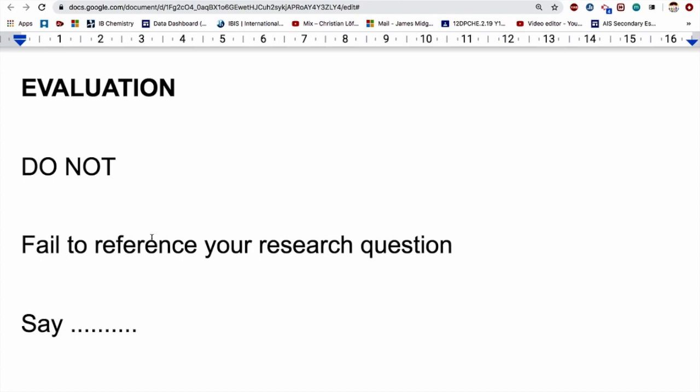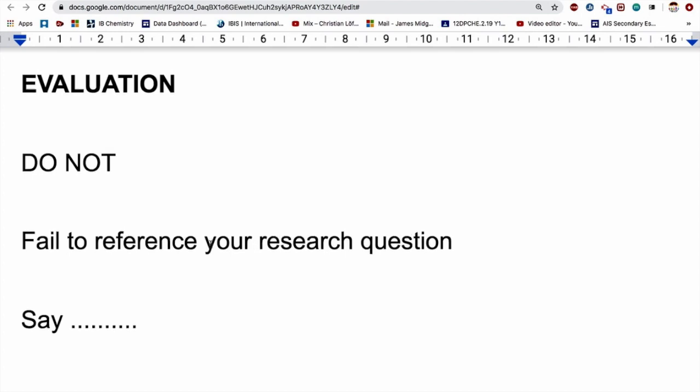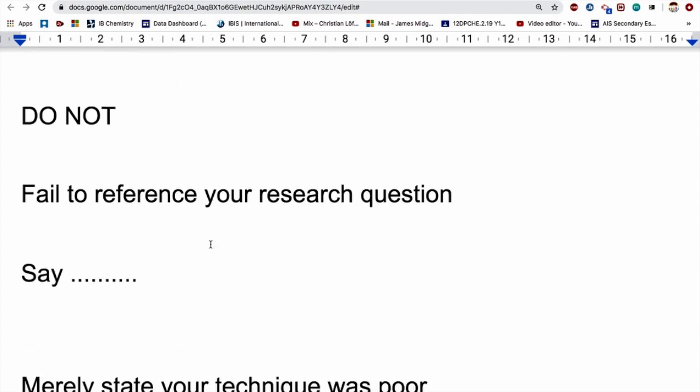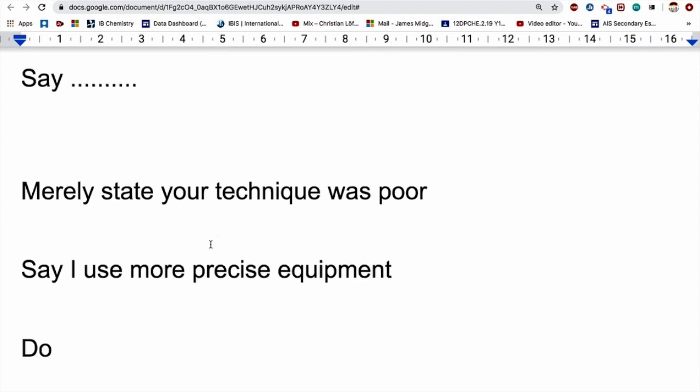Okay, don't forget to reference your research question. If you were investigating the effects of substituents on arenes, IR spectra, don't forget to say whether they did have an effect on the positions in the IR spectra of whatever functional group you were looking at. Don't just say that your technique wasn't good. Does this hold true for this? I'm not so sure. That was from the primary data.